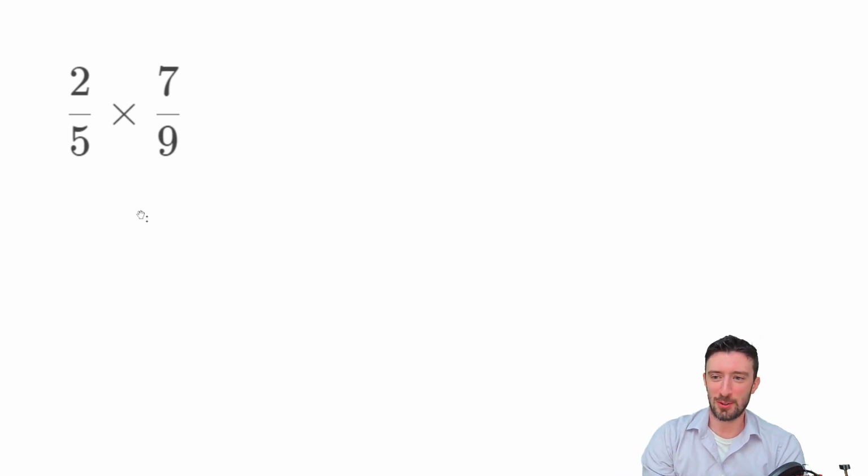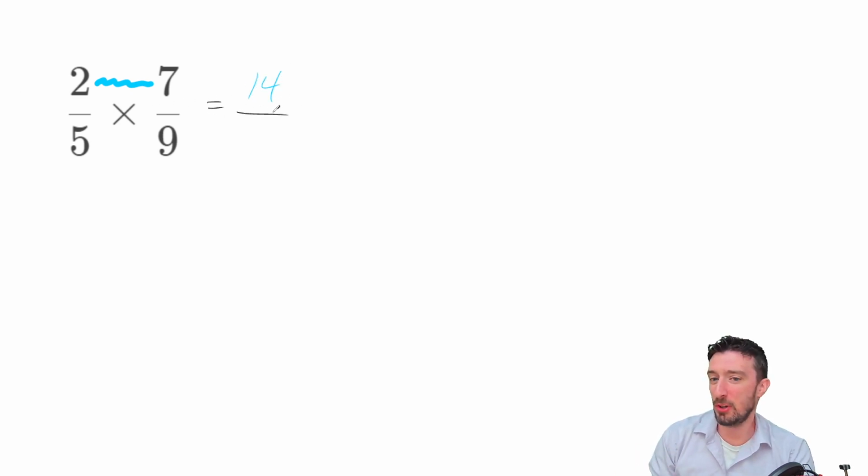Hey, what's up YouTube? We are going to learn how to multiply fractions. It's a lot easier than adding fractions. All you do is multiply your two top numbers, put it on the top of a new fraction, multiply your two bottom numbers, and put it on the bottom of that new fraction.